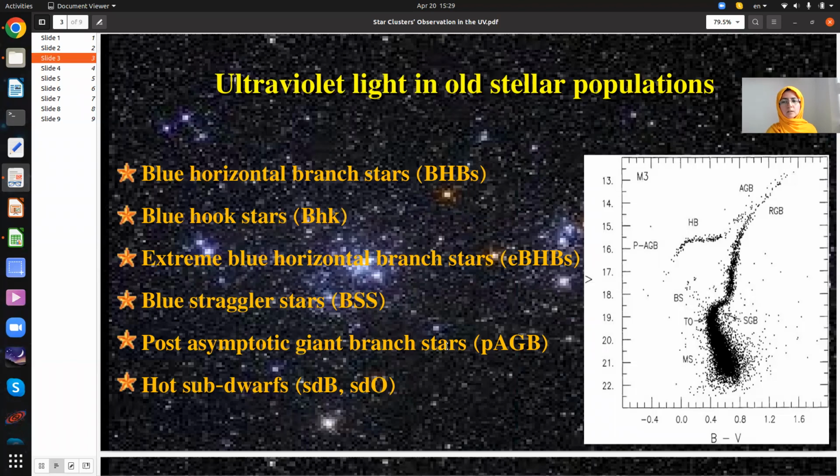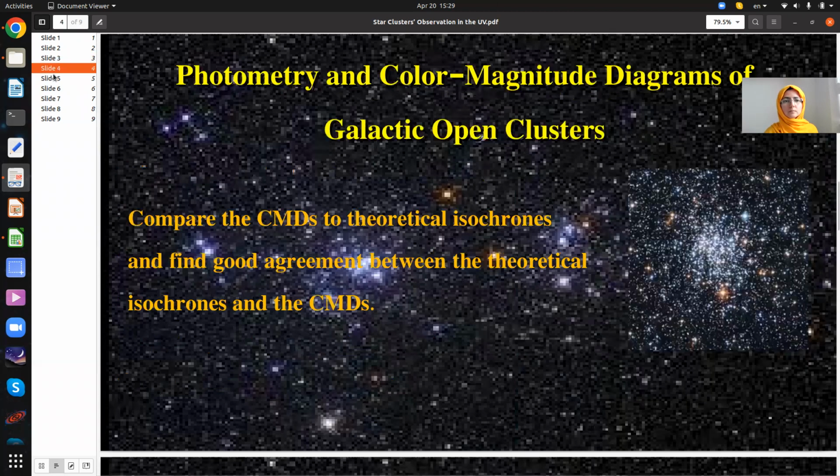As you see here in the main sequence, you see some stars that I mentioned. Photometric and color magnitude diagrams of galactic open clusters: compare the color magnitude diagrams, or CMDs, to theoretical isochrones and find good agreement between the theoretical isochrones and the CMDs.